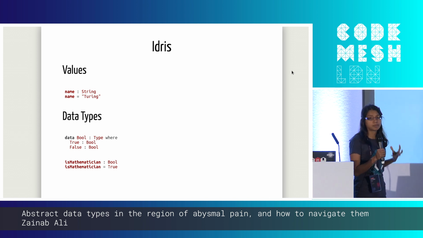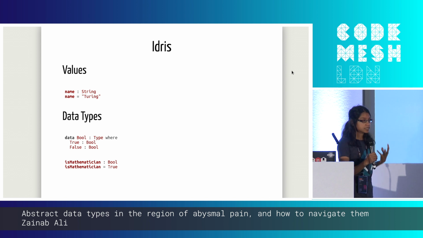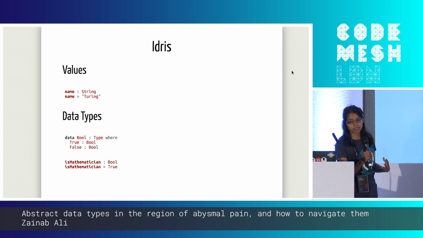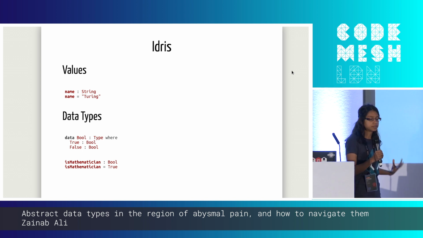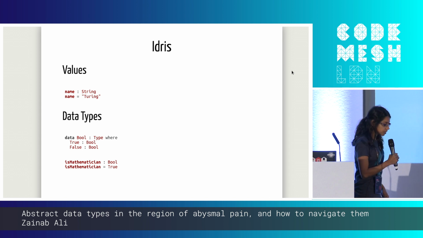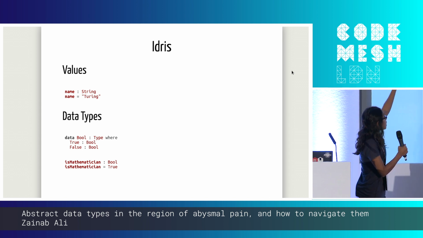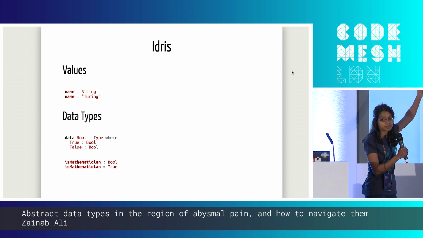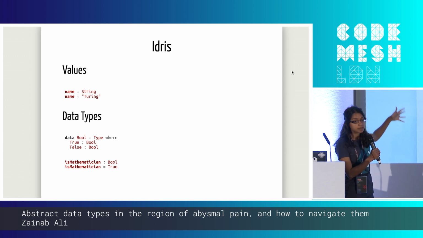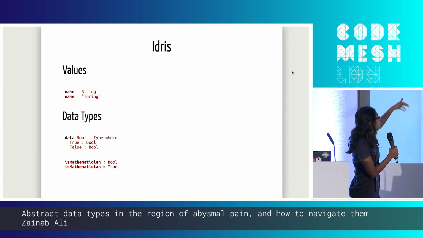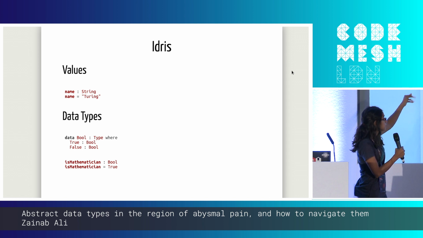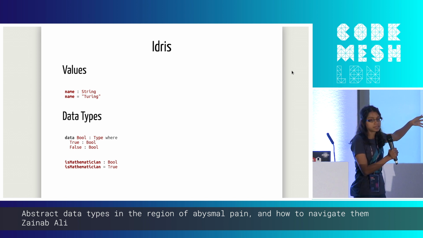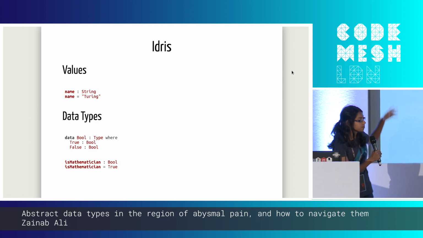Idris is a typed functional programming language. It's very similar to Haskell in terms of syntax, but it has some extra features. It's got a feature known as dependent types, which allow you to do really interesting things. Okay, so the basic features that it has, it's got values. Here I have a name, which is a value of type string, and that name is Turing. It has data types as well. You can define your data types in Idris. This is a definition of the data type Bool, which has two constructors, True and False. And this is just a Boolean value, isMathematician is True.